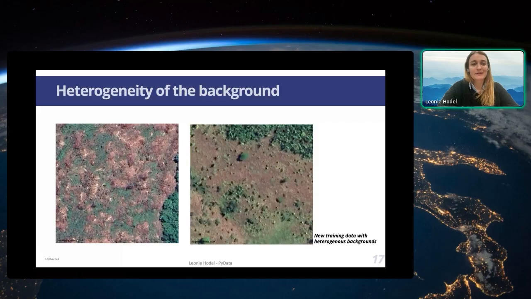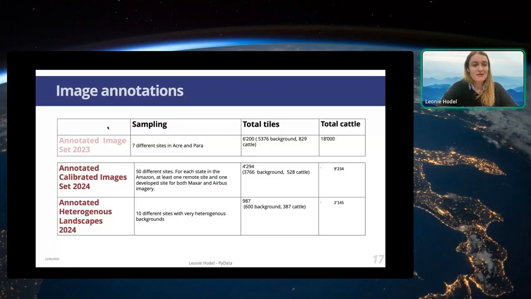What we then try to do is the model has to learn how to handle these heterogeneous areas. So in addition to all the annotated images that I had before, we now started to do this in a more thorough way and look at very different sites throughout the entire Amazon with very different backgrounds, coming up with over 5,000 new image tiles. And then also we specifically targeted these very heterogeneous landscapes and labeled them together with my students.